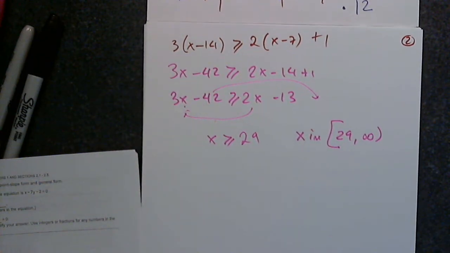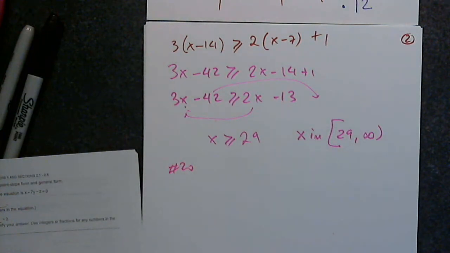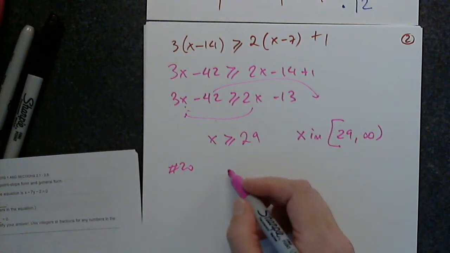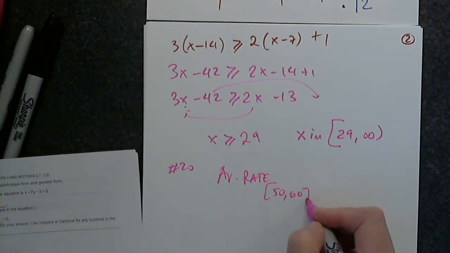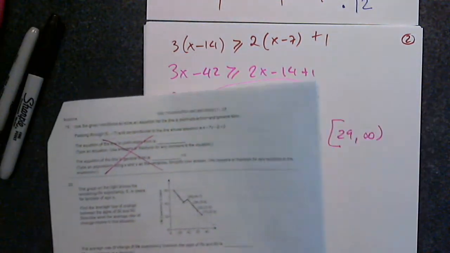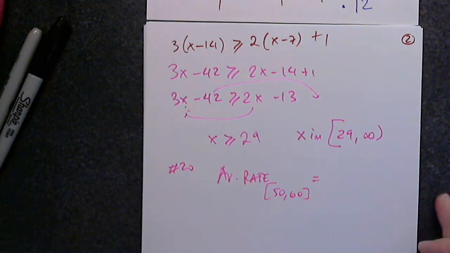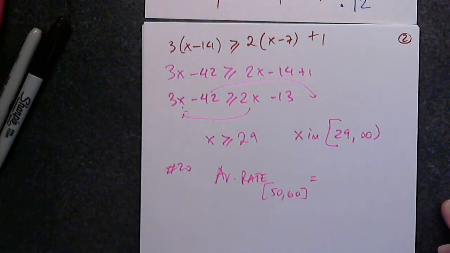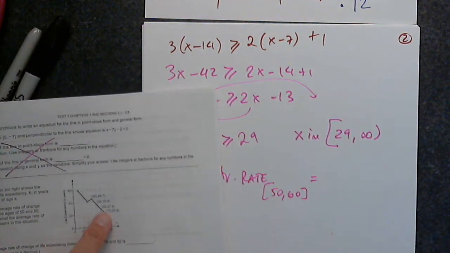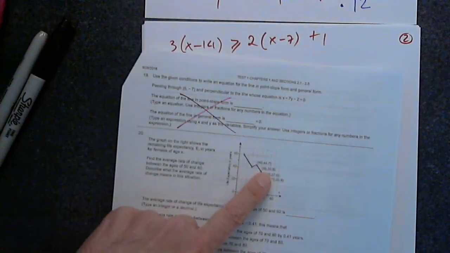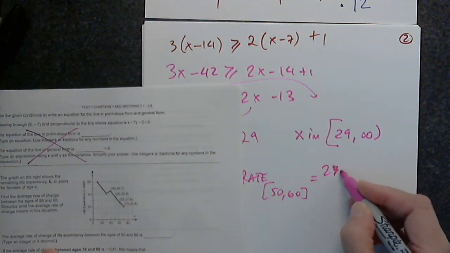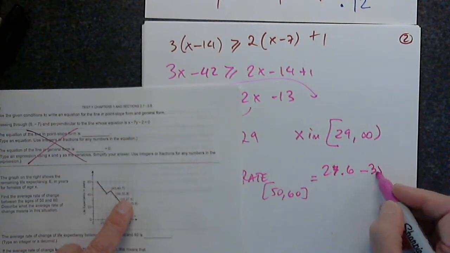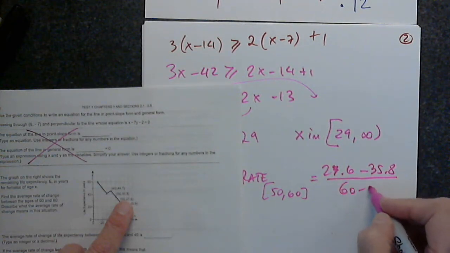Okay, so we have 20. Any questions? Okay. So we are looking at problem 20, and we're asked to find the average rate of change between 50 and 60. I'm looking at those 2 points, 50 and 60 right here. So 27.6 minus 35.8 divided by 60 minus 50.